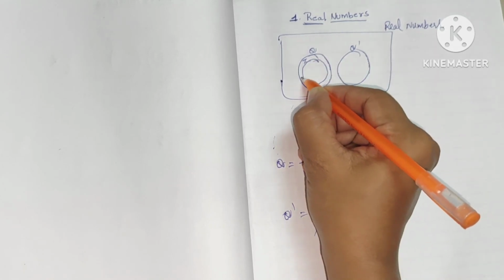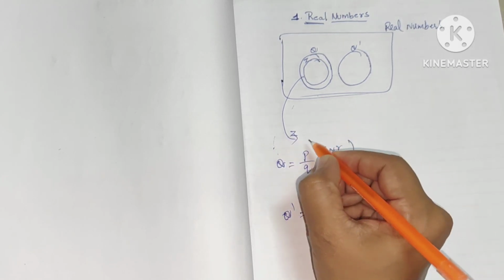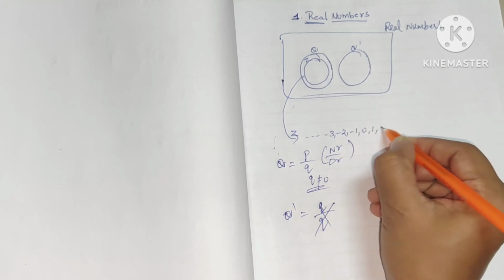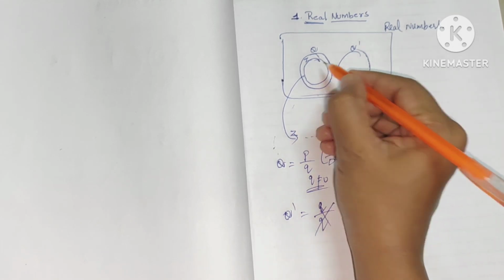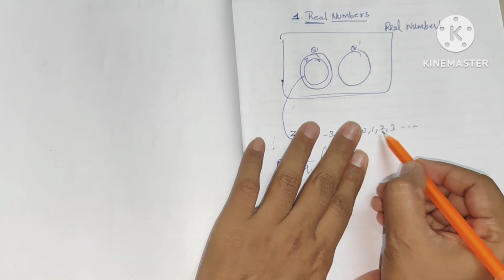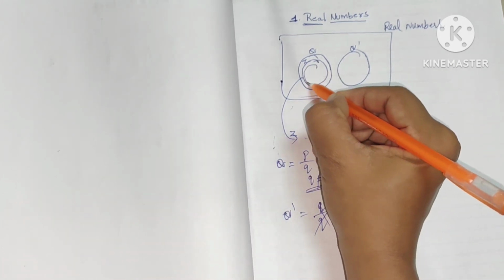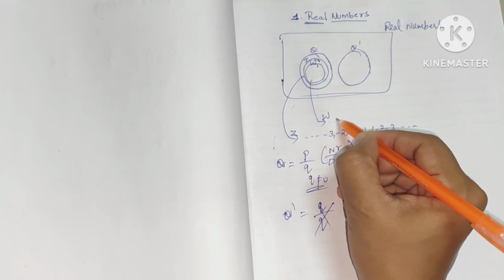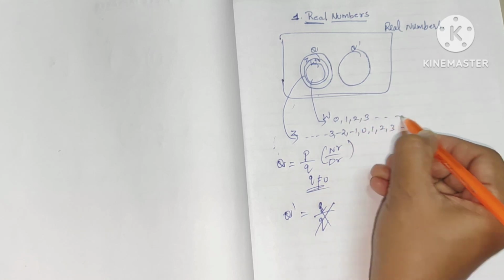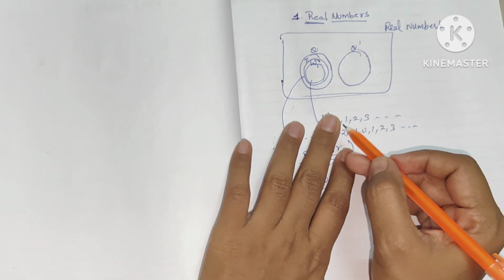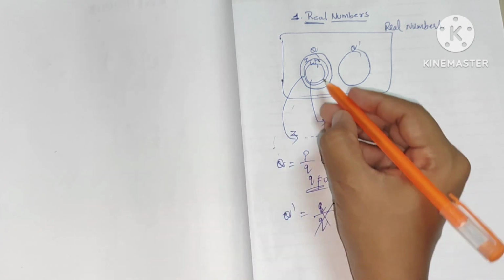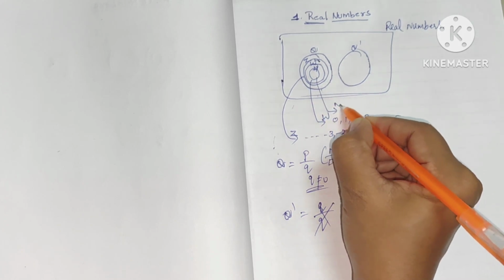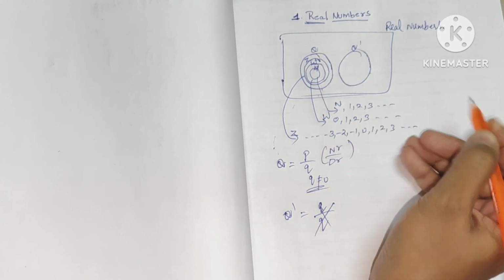Integers means, what are integers? Integers are denoted by Z. Integers are negative numbers, 0 and positive numbers. Okay, and a part of integers, 0 and the positive numbers, are called whole numbers, right? So whole numbers, 0 and positive numbers. Again, part of these whole numbers, without 0, these counting numbers are natural numbers. So counting numbers are called natural numbers.